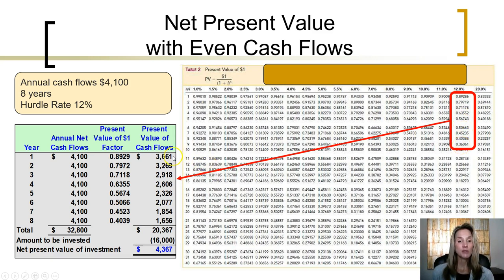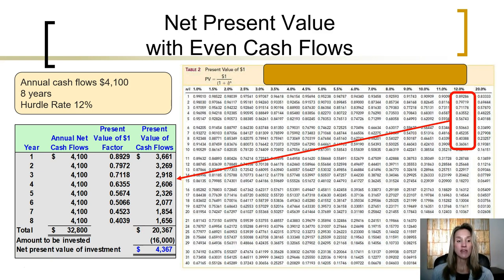If I were to multiply all of those present value factors by the year's cash flows and add them up, the total is the present value of all those future cash flows. Thus, $32,800 is expected to be received over the life of this investment. Those future cash flows today are worth $20,367.